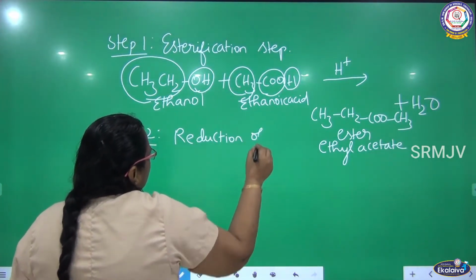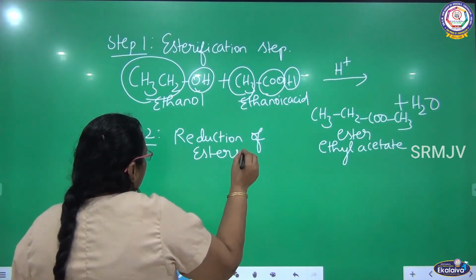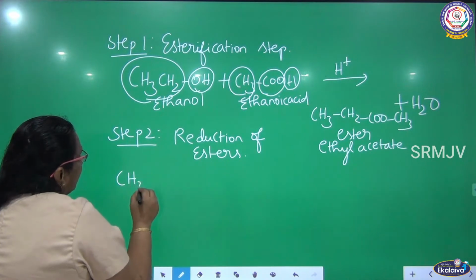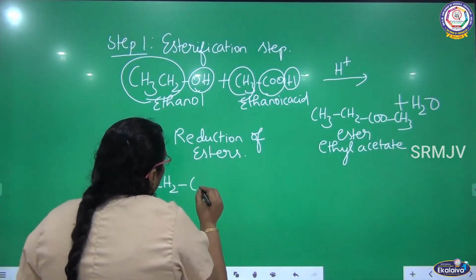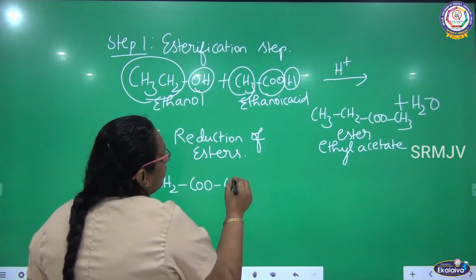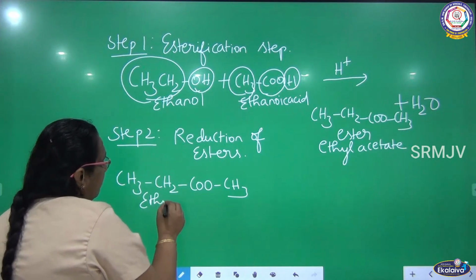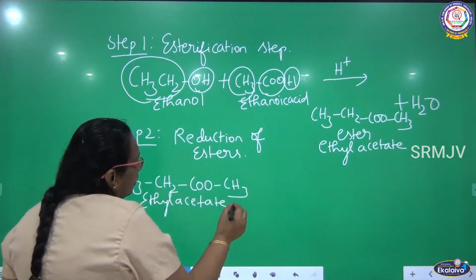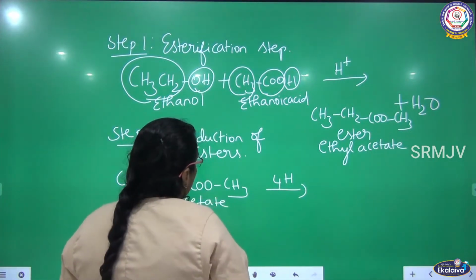Let me see what happens when esters are reduced. So write down. I am writing the ester now. What is the ester I got in the previous step? Ethyl acetate, CH3, CH2, COO, CH3. So this is ethyl acetate. It undergoes reduction. I am adding 4 hydrogen in the presence of, what is that?